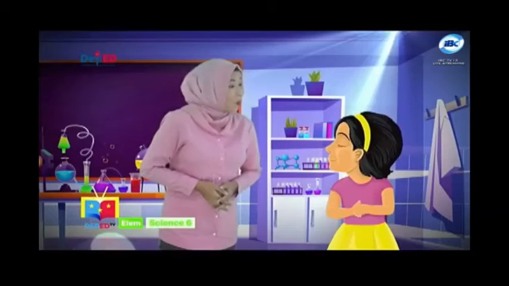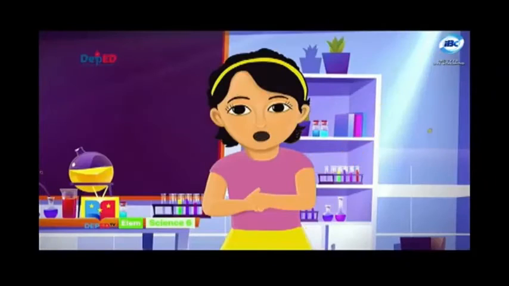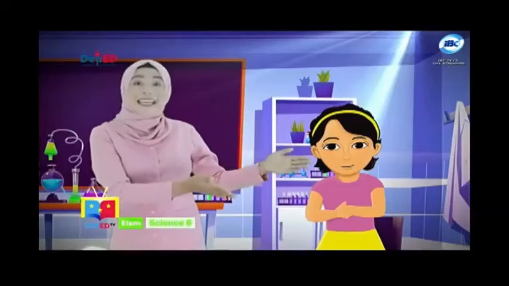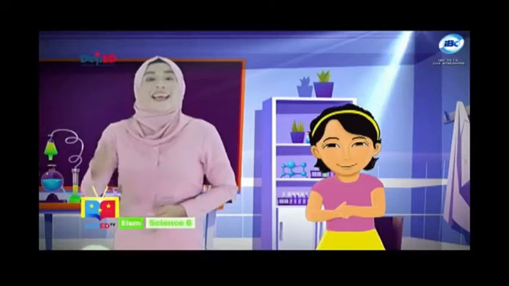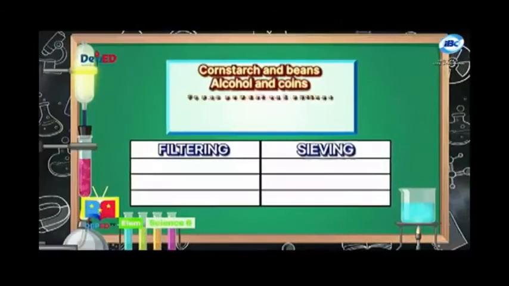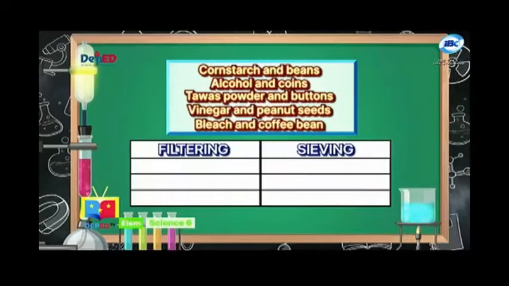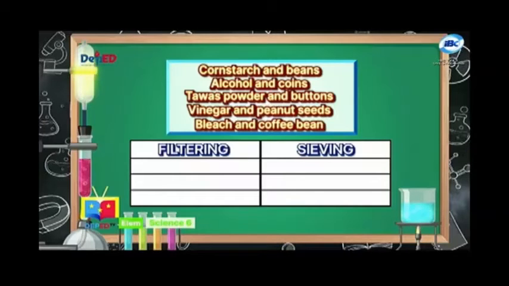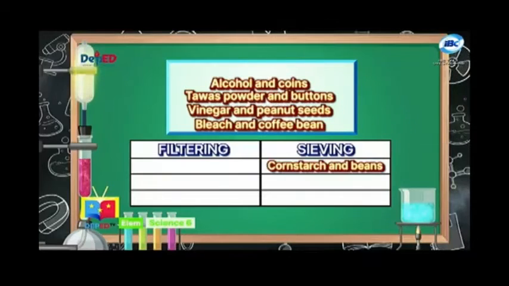So, Sissy, what help do you need right now? I need to sort out the mixtures inside the box and arrange them in the proper columns based on the separation technique that is used with each one. Can you help me again? Can we help Sissy again? Great! Where should we put cornstarch and beans? In the filtering column or in the sieving column? Right, in the sieving column.